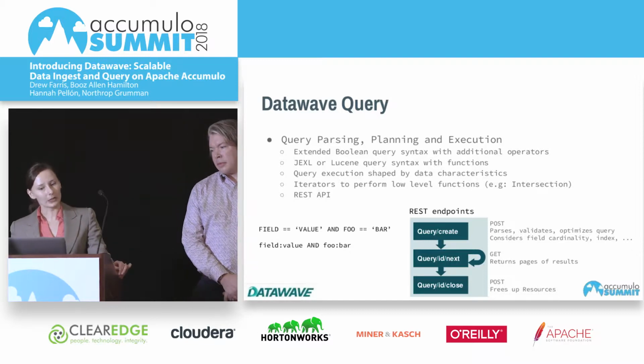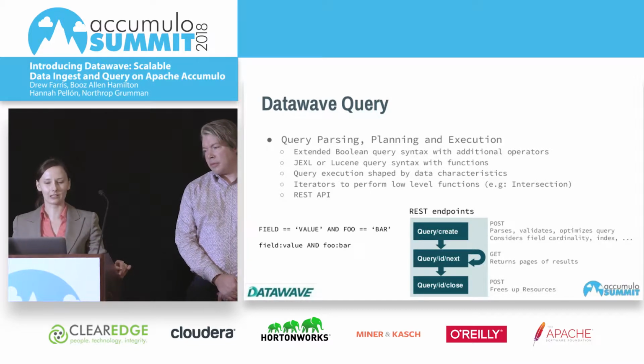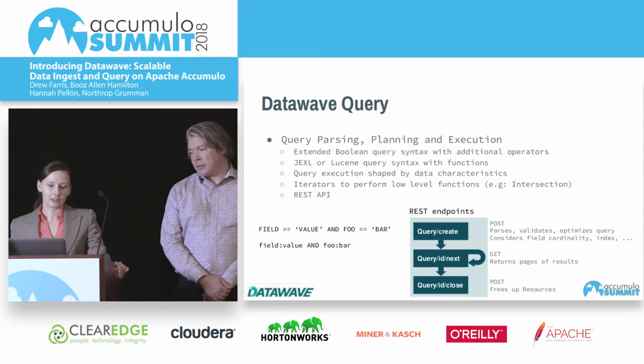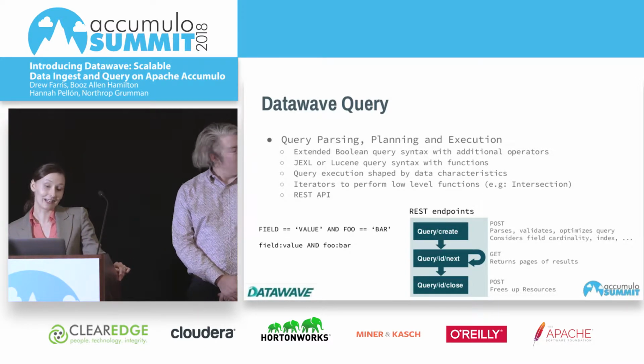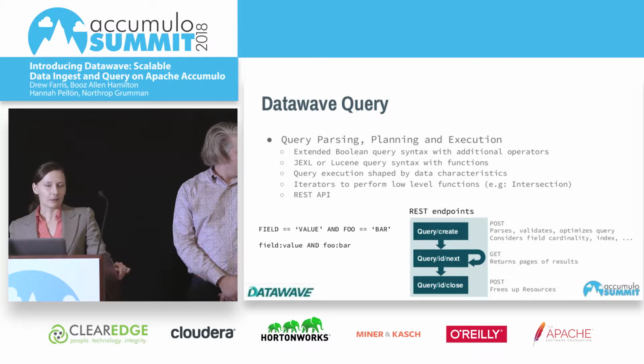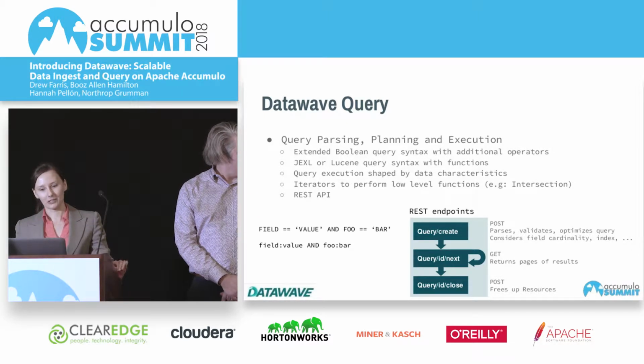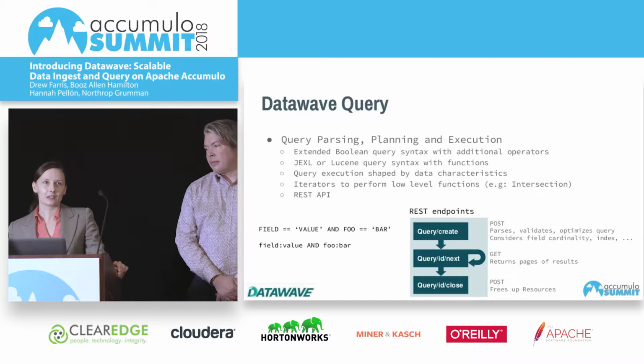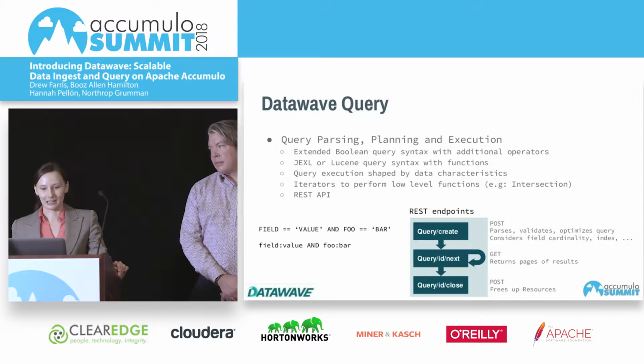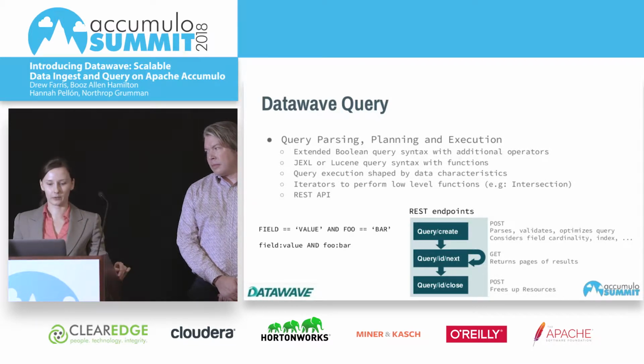Taking a slightly closer look into Datawave Query, queries are essentially extended Boolean searches with some additional optional operators for further filtering your data. Syntax that is supported out of the box are Jexl and Lucene. There are some examples on the lower left-hand side if you haven't seen those before. One really cool thing about Datawave is that the query execution is shaped by data's characteristics. It takes into account things like, are the fields that you're looking for indexed, what's their cardinality, etc. As I mentioned, we use iterators to perform those low-level functions, so the heavy lifting and the more expensive execution is happening on the data as close to where it lives as possible.